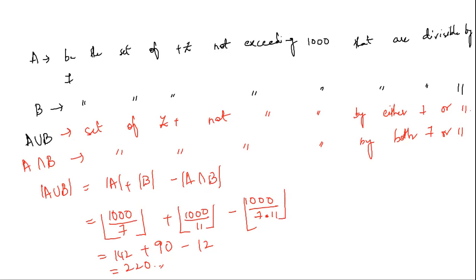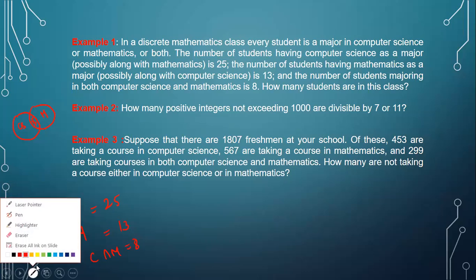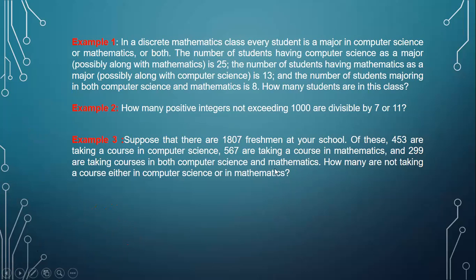What is the next problem? The next problem is that, suppose that there are 1807 freshmen, or you can even consider the term juniors at your school. Of these, 453 are taking a course in computer science, 567 are taking a course in mathematics, and 299 are taking a course in both computer science and mathematics. How many are not taking a course either in computer science or in mathematics?